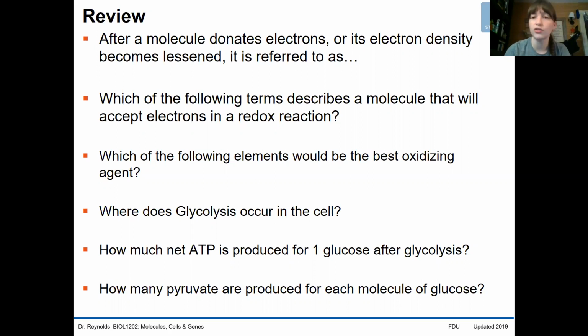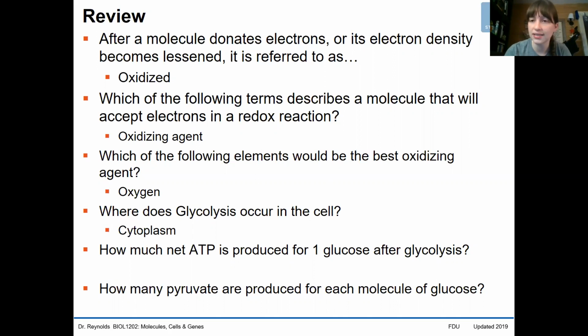So after a molecule donates electrons or its electron density becomes lessened, this is what we know as oxidized. Now, an oxidizing agent refers to a molecule that will accept electrons in a redox reaction because it's going to be forcing another molecule to donate them. So oxidizing agents become reduced by forcing the oxidation of something else. Now, which of the following elements would be the best oxidizing agent? It would be the most electronegative, which is oxygen for the options that I've given you.